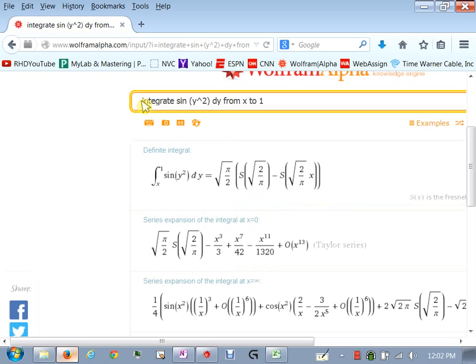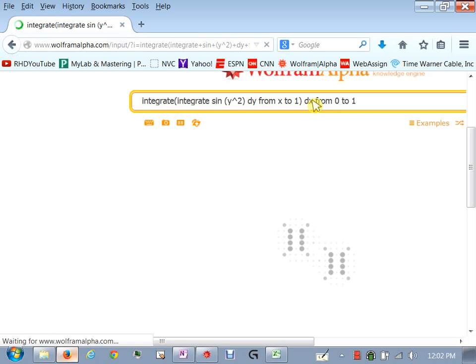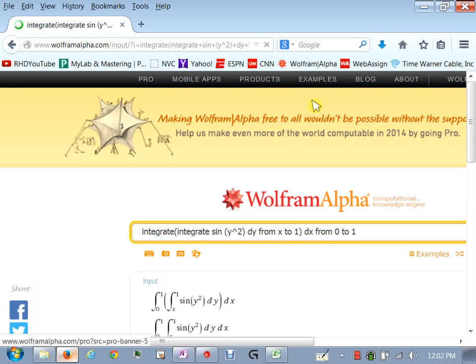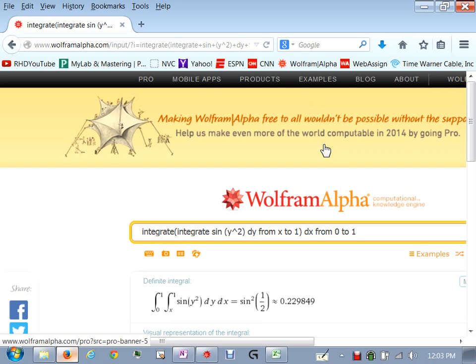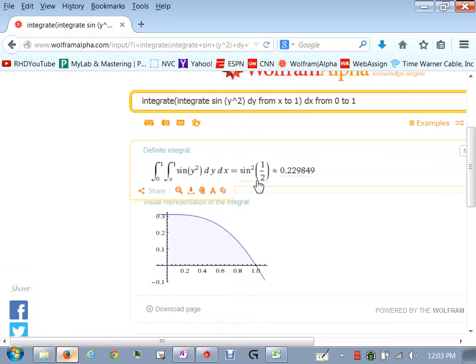Okay. So now what I'd like to do, put that in parentheses, and I'd like to integrate that with respect to x from the original problem 0 to 1. That's the right integral, isn't it? Sine squared of a half. It was able to do it. Huh. All right.